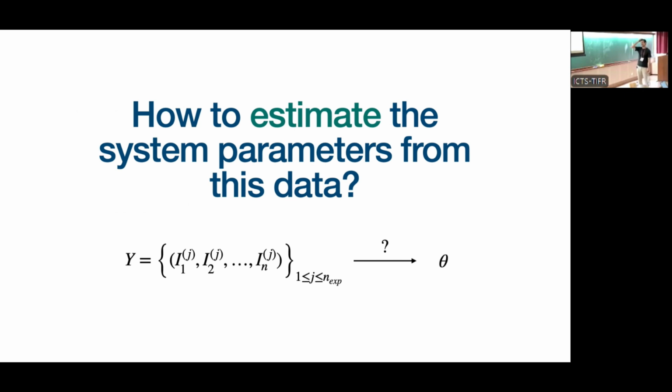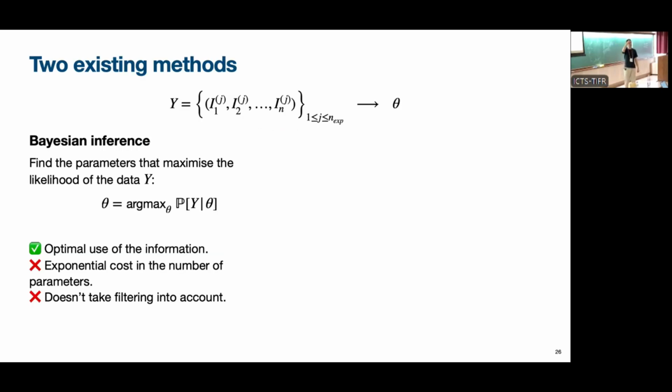All right. So the new question is, how do we estimate the system parameters from this discrete time record? Actually, there are 2 existing methods, and the goal of this slide is to briefly show them and maybe explain why they are not used in practice. The first method is Bayesian inference. You can find the parameters as the ones that maximize the likelihood of the data.